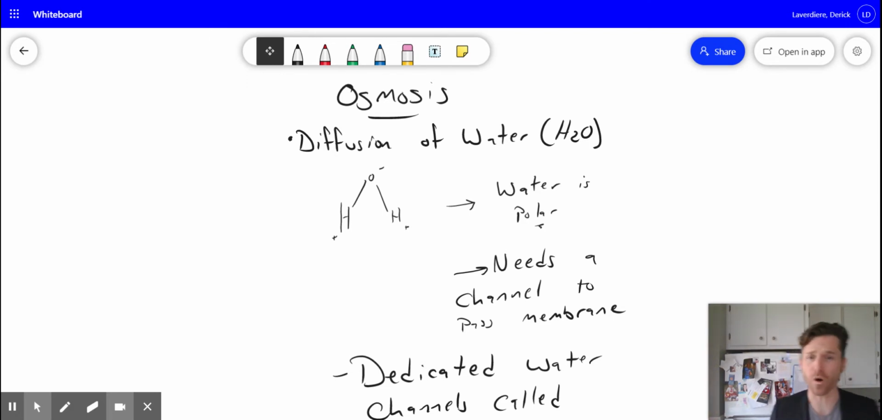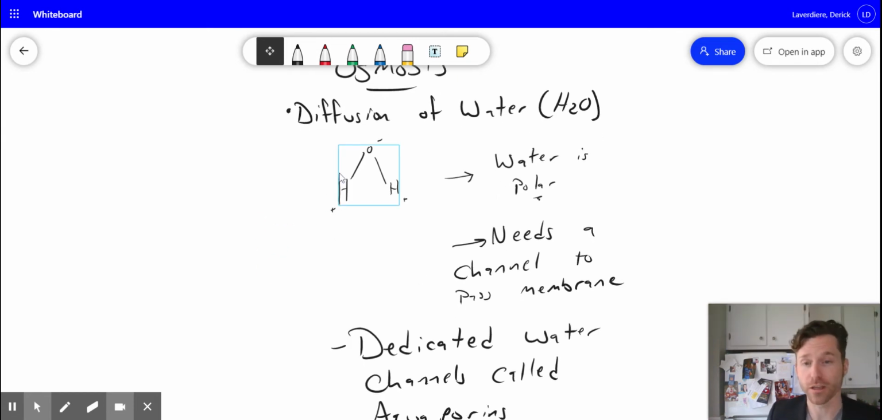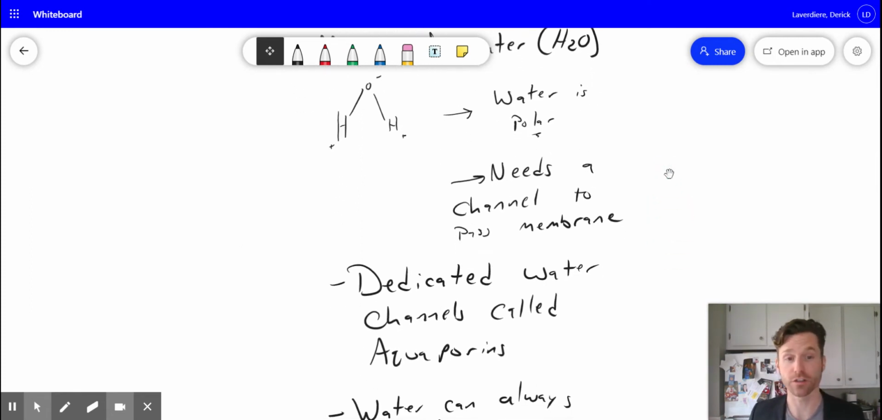Okay? So water is polar, of course. And so that means that this water molecule cannot easily cross the membrane. Right? So simple diffusion isn't how water usually moves in and out of the cell. Water needs to have a protein channel to move. Right? So water uses facilitated diffusion for the most part.